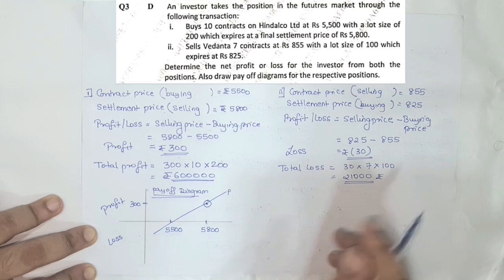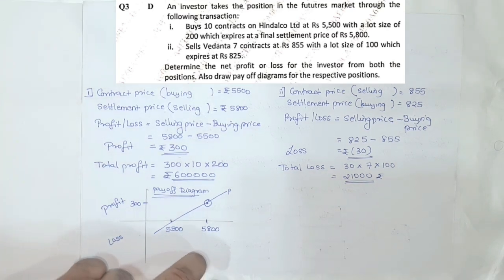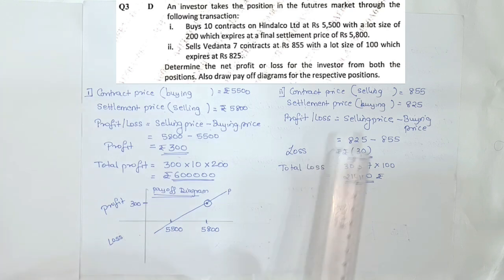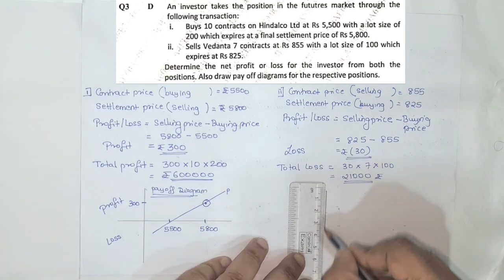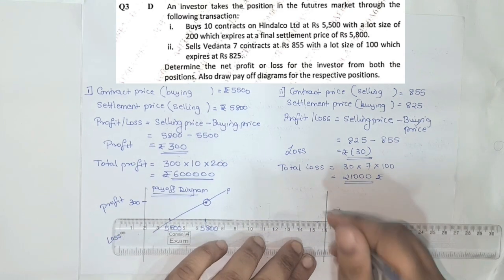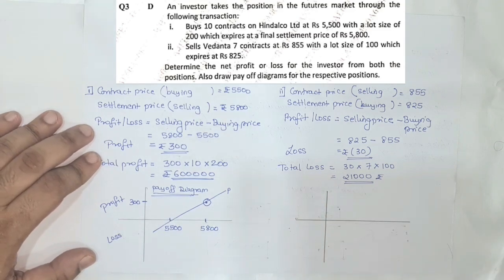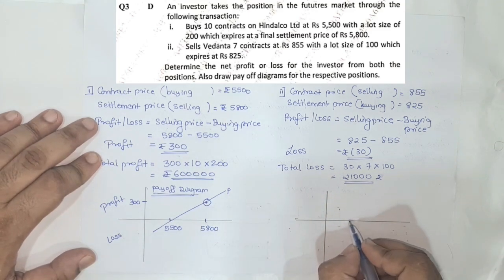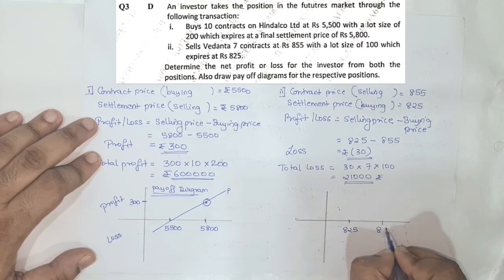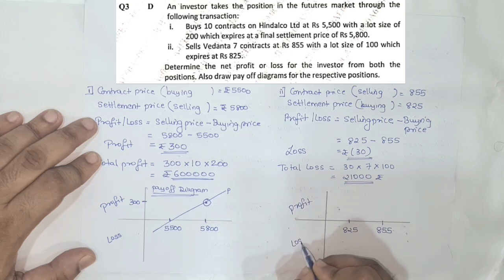Now in the same way we need to make the payoff diagram. Again we'll first make the x-axis and the y-axis. We made the x, we made the y. After making x and y, first note down those two values. The lower value was 825, the higher value was 855. On top we have the profit, on bottom we have the losses. Now in this case it's a loss, so I'm noting down here negative 30.